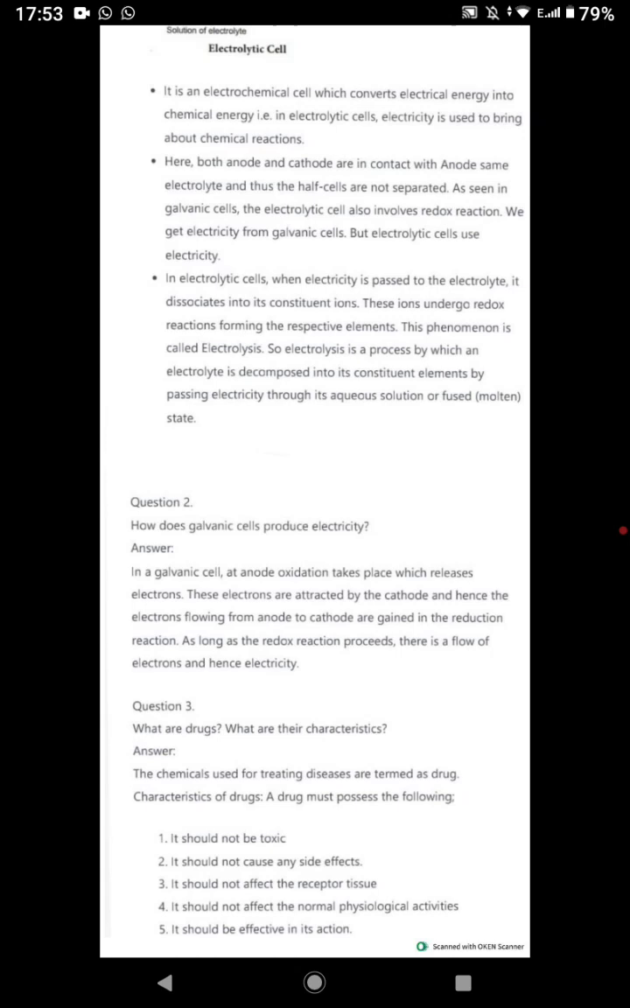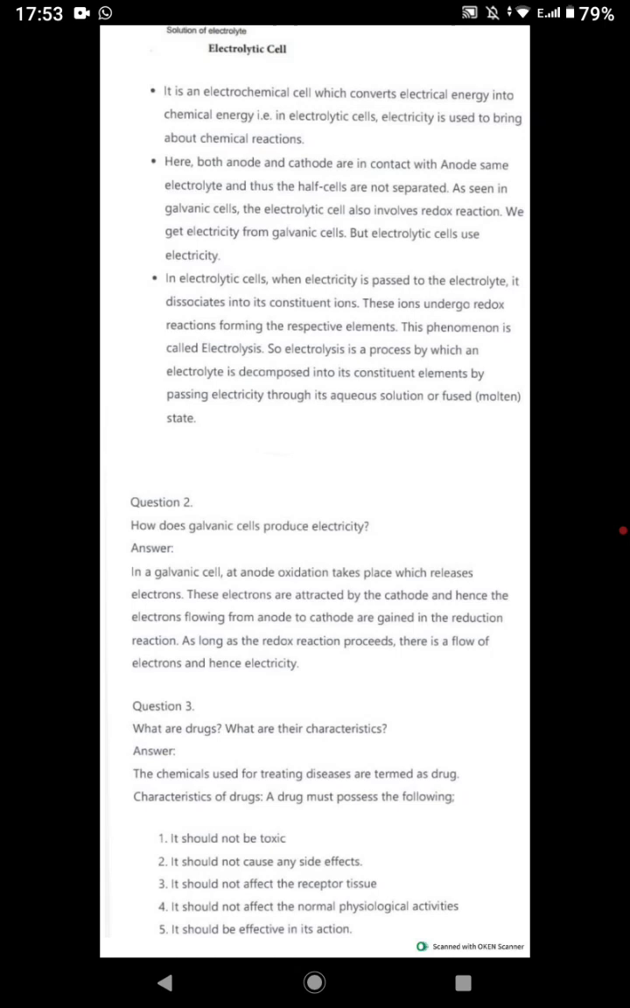Question 2. How do galvanic cells produce electricity? Answer. In a galvanic cell, at the anode oxidation takes place, which releases electrons. These electrons are attracted by the cathode, and hence the electrons flowing from anode to cathode are gained in the reduction reaction. As long as the redox reaction proceeds, there is a flow of electrons and hence electricity.